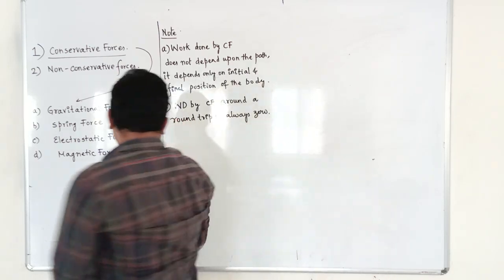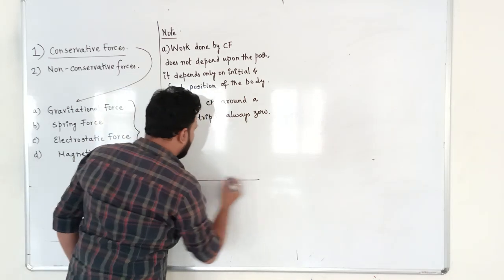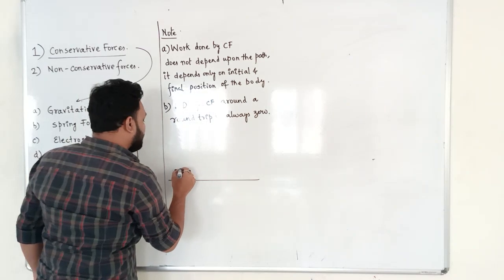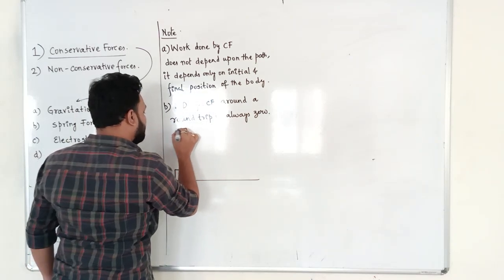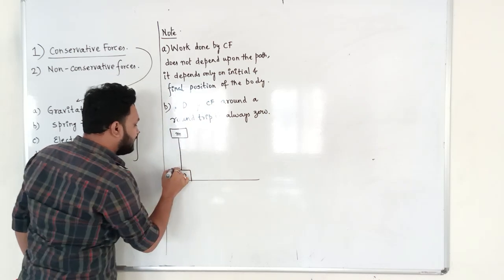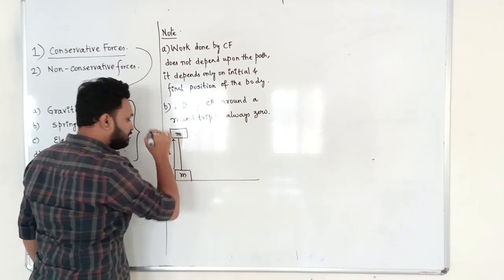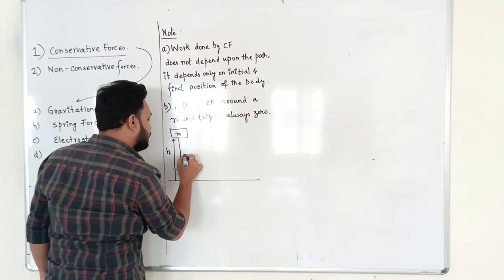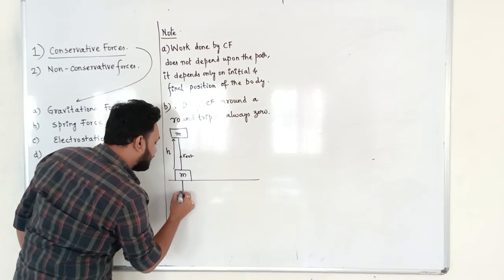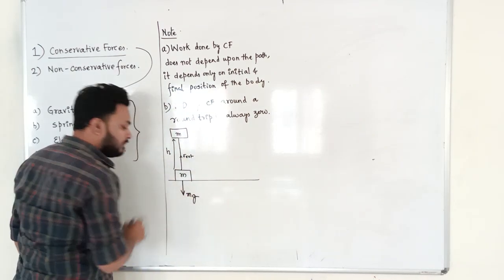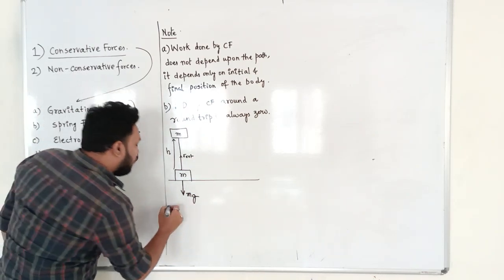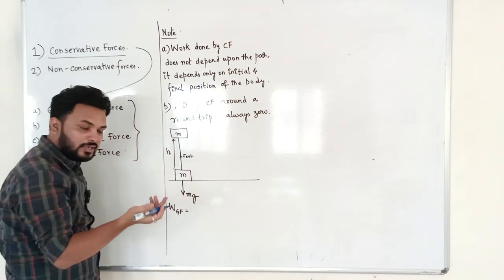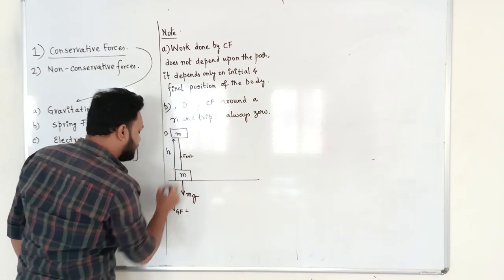See here, suppose there is a block. Now we take this block to a height, let's say h. I am applying an external force in the upward direction. Mg is acting downwards, it is the weight force. Now, the work done by gravitational force, or conservative force, in the first path. This is the first path.